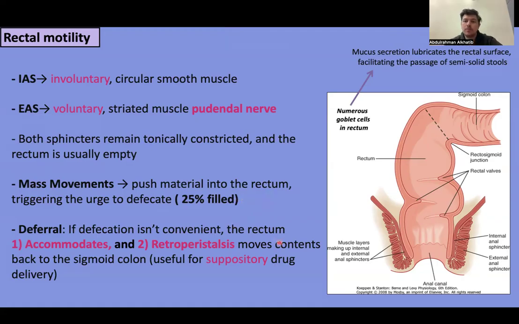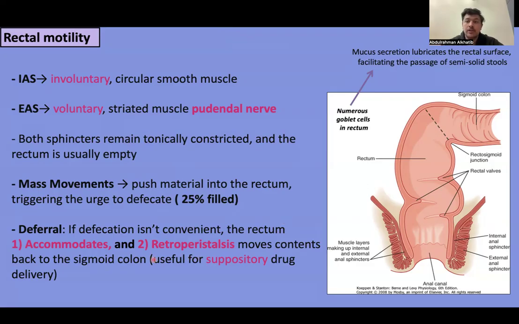Now, if the defecation process cannot happen at this moment, if it is inconvenient, our body has developed two main mechanisms to delay defecation. The first one is accommodation. The second one is retroperistalsis. In accommodation, the smooth muscles of the rectal wall have a unique property called stress relaxation. This means that even though the rectum is stretched, the muscles will gradually relax in order to lessen the urge.